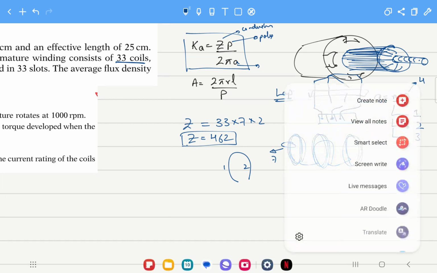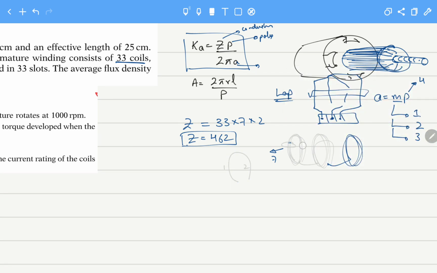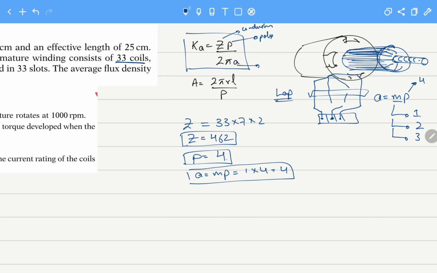Now the value of P for our machine: it is a 4-pole machine, so P equals 4. Now the value of A equals mP. It is lap wound, and they have not mentioned it to be duplex or triplex, so m is 1. A equals mP, that is 1 into 4 equals 4. Now these values are strictly for a lap wound, overlapping type of coils wound machine.